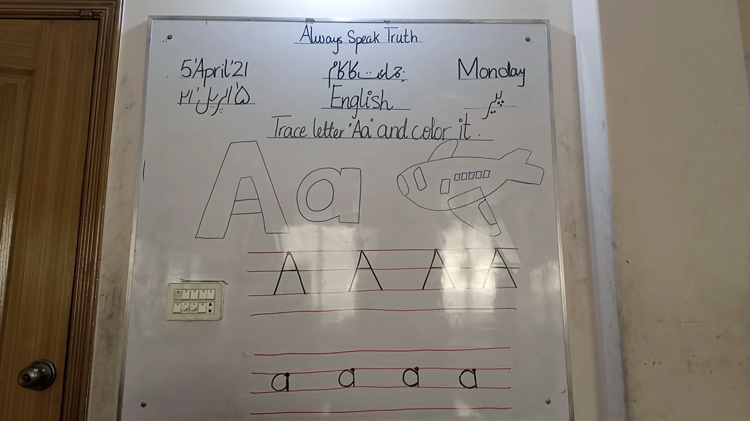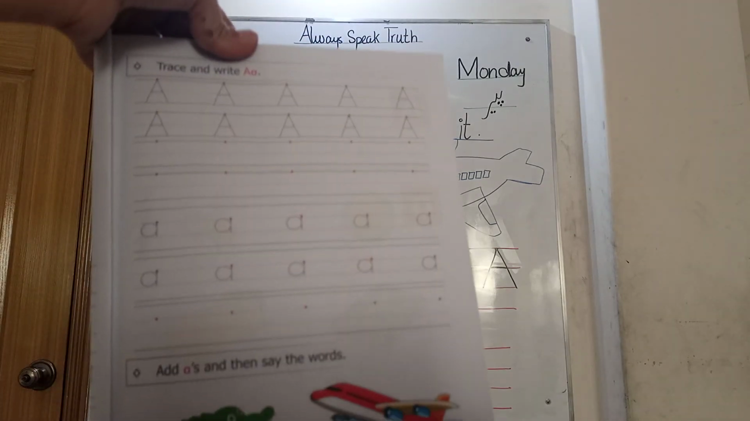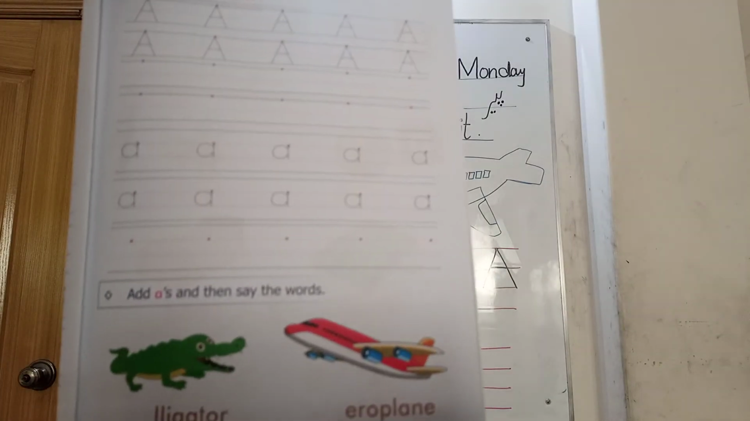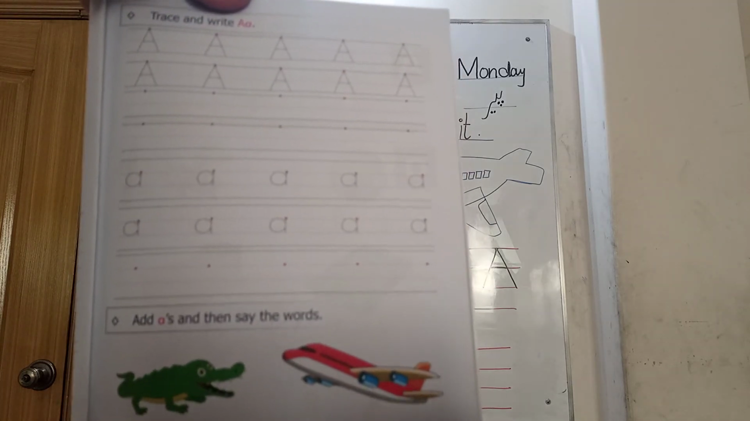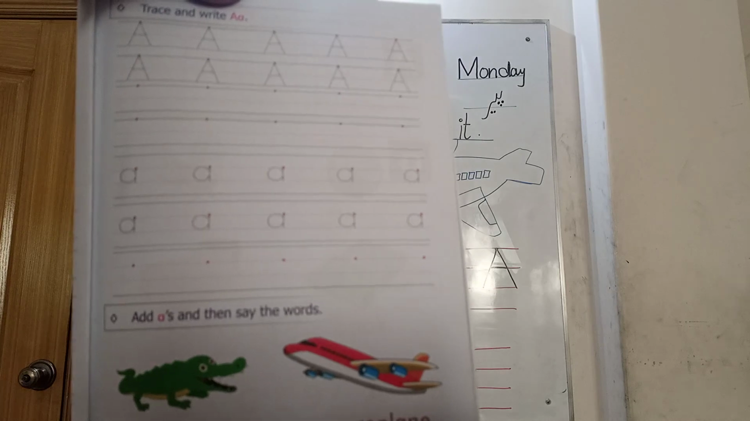So, okay, class, page number 8 is your classwork and page number 9 is your homework. Okay, class? So, everyone write in homework letter capital A, small a. Okay, class? And do more practice of page number 8 and 9 in your homework. Okay, class?